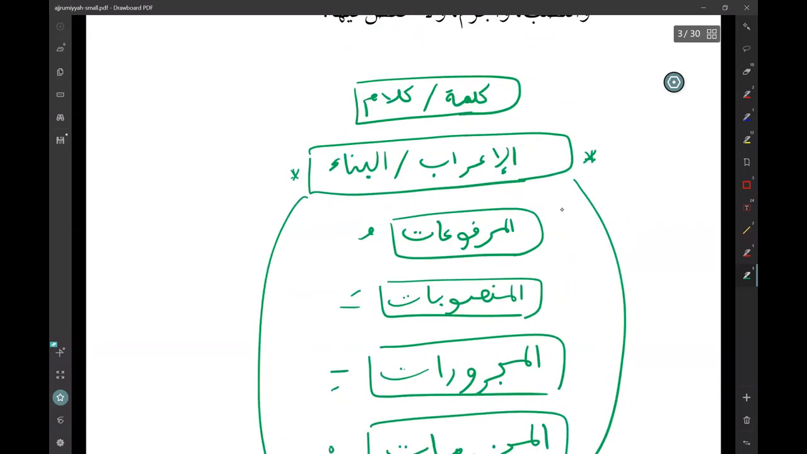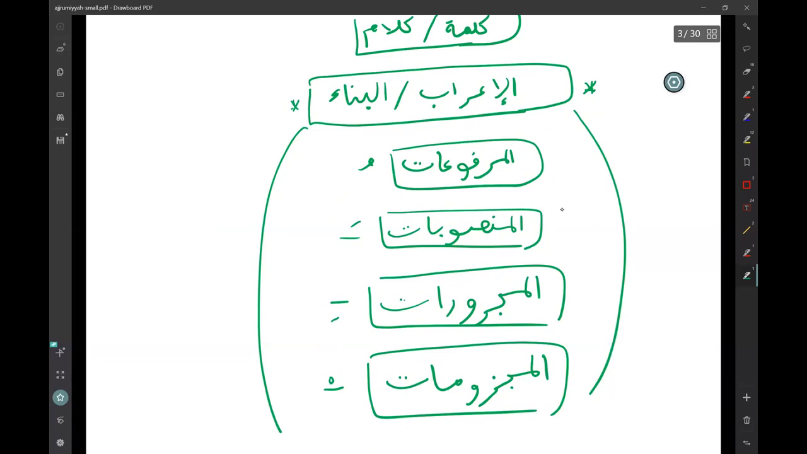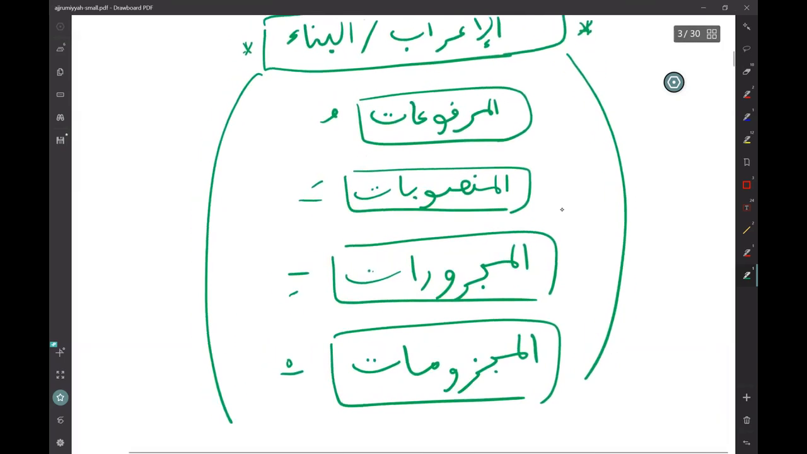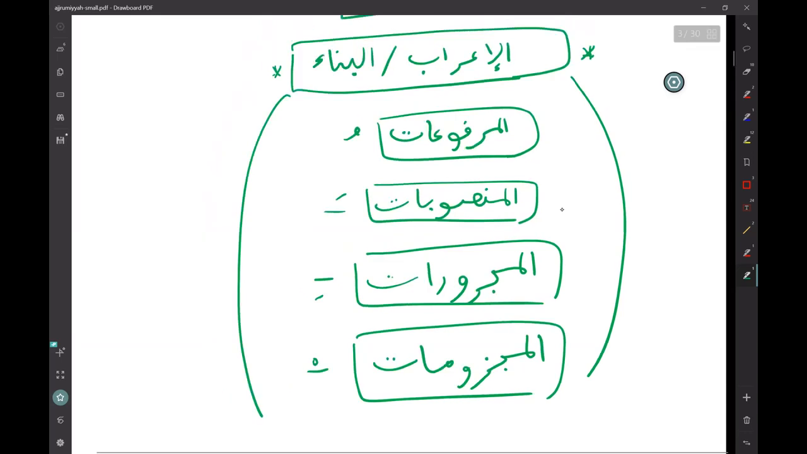So we study i'rab, because the whole of i'rab is what we put at the end: dhamma, fatha, kasra. Remember, I've been telling you, if you've been studying with me, I always say that this is the entire Arabic language. The rest of our study is simply finding out when we put a dhamma at the end, when we put a fatha, when we put a kasra, and when we put a sukun. That's it. Then we're done.